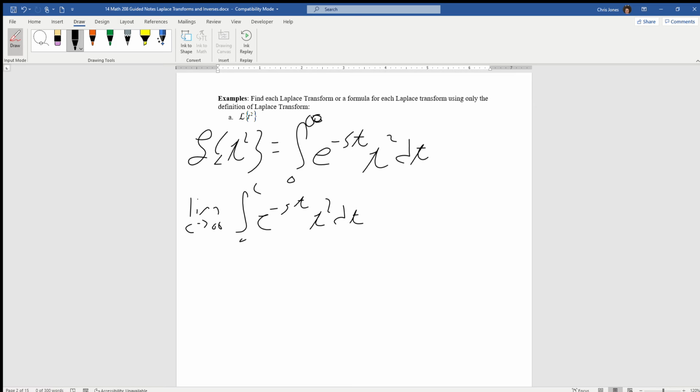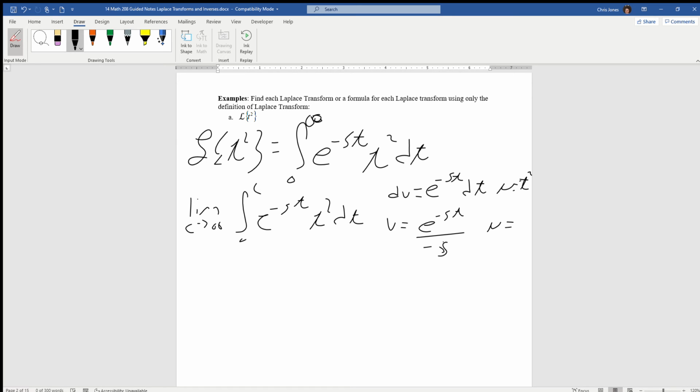We're going to define dv to be e to the minus st dt, and we're going to define u to be t squared. Now the antiderivative of e to the minus st is e to the minus st divided by a negative s. Again, that's because we're taking the antiderivative with respect to t.